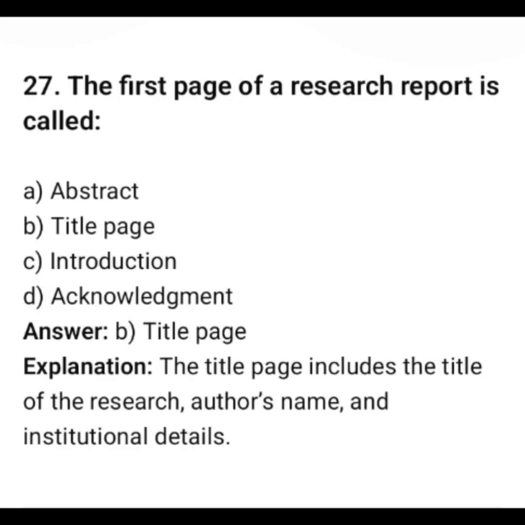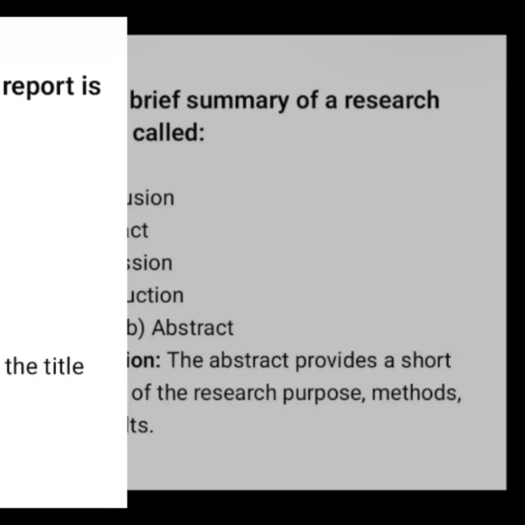The first stage of a research report is called: abstract, title page, introduction, acknowledgement. The correct answer is option B, title page. The title page includes the title of the research, the author's name and institutional details.